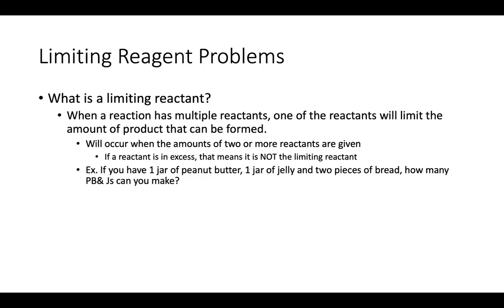My easy example at the bottom is if you have 1 jar of peanut butter, 1 jar of jelly, and 2 pieces of bread, how many PB&Js can you make? Well, based on the peanut butter and jelly, you might be able to make 30, but because you only have 2 pieces of bread, that is your limiting reactant. That is going to prevent you from making more products than the others would allow.